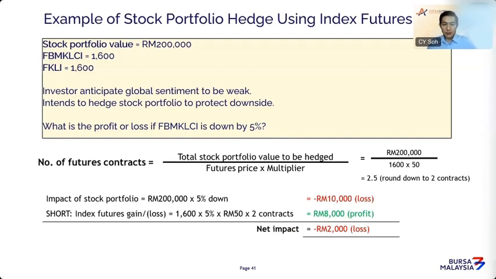Right, so very simple. What you need to do is that you need to know, before you hedge, your overall stock portfolio value, and then you need to find out what the FKLI is currently trading at. If currently it is trading at 1,650, you take 1,650 times 50, and then you calculate how many futures contracts you would need to short. All right, so on one side your stock portfolio is a long position, on the other side your futures contract is a short position, so both sides will balance the scale.